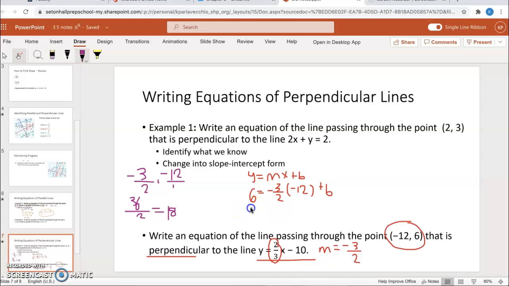So now I have 6 is equal to 18 + b. I'm going to subtract 18 from both sides to find that my intercept is -12. To rewrite my equation, I'm going to use my new slope of -3/2 and my newfound intercept of -12.